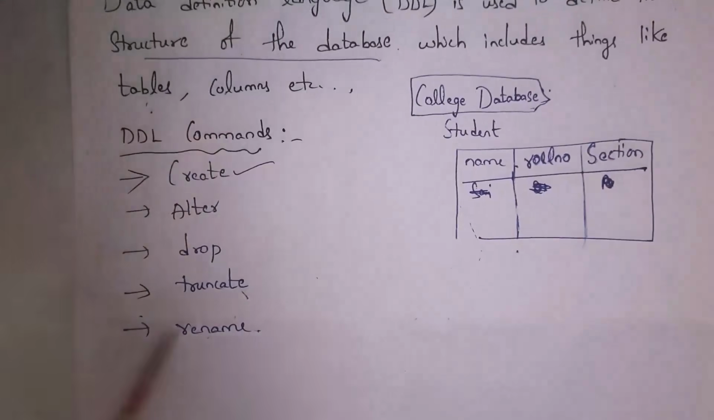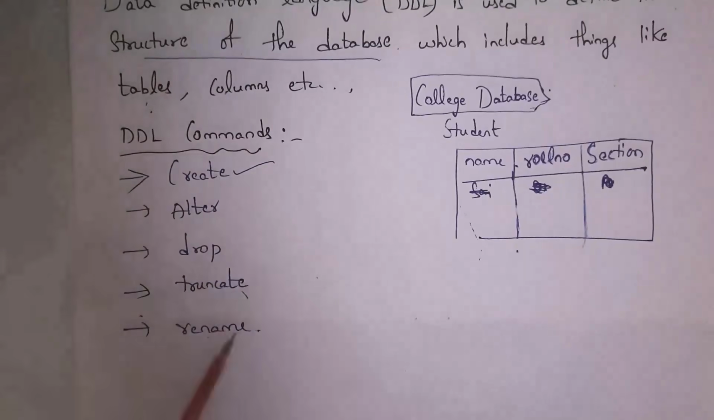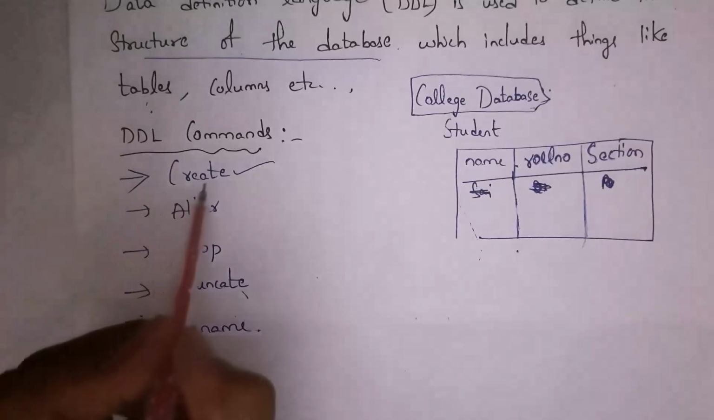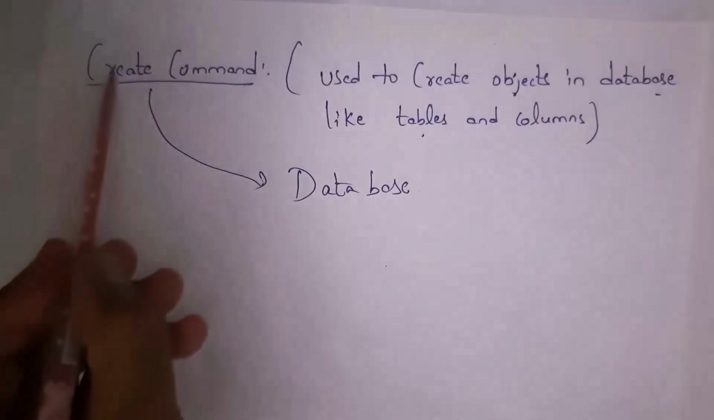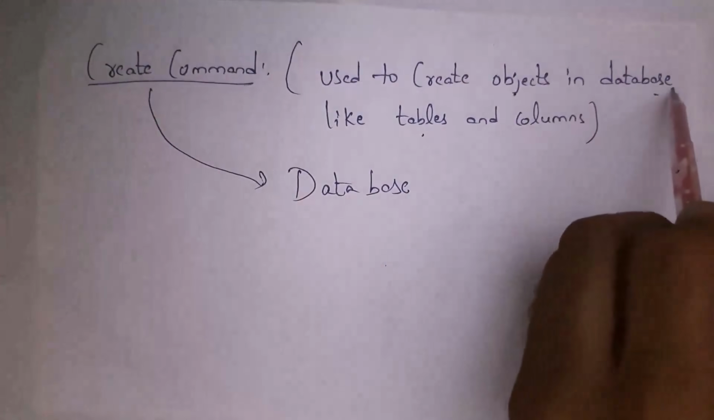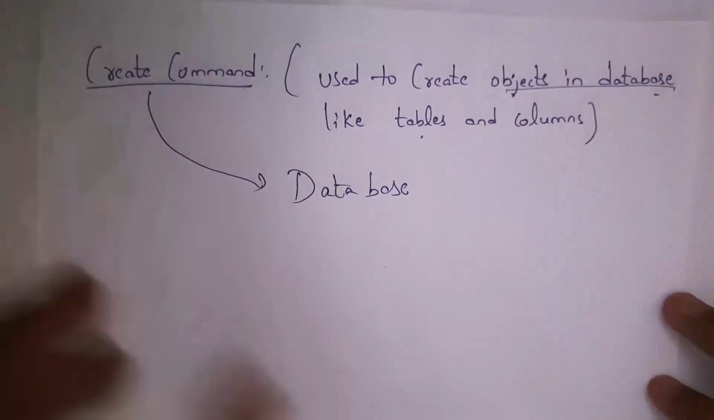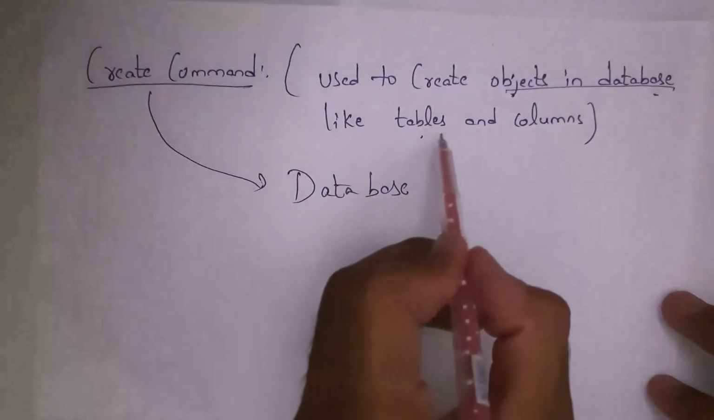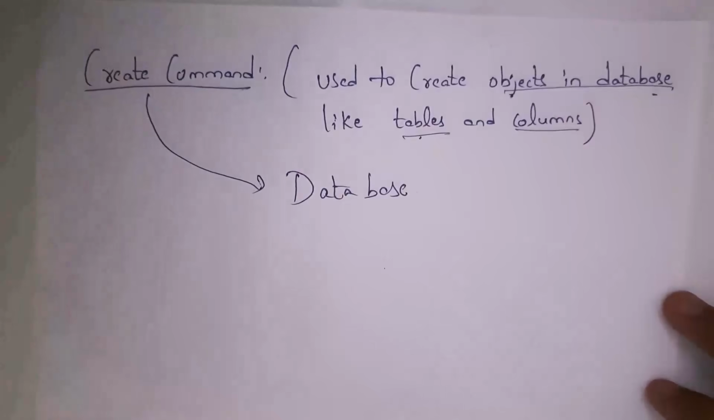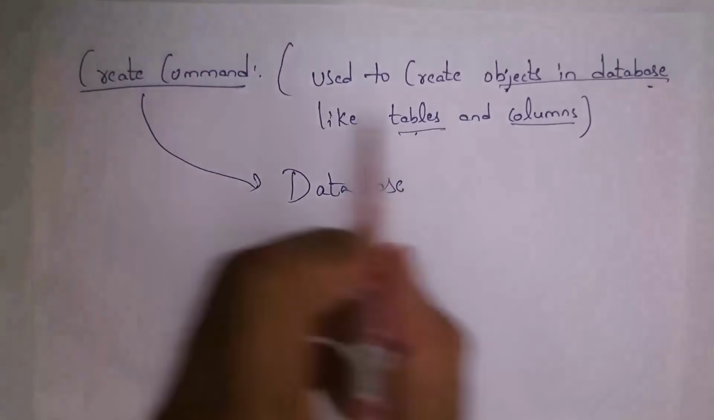These are various commands in data definition language. I will explain all these commands by giving examples. At first I will explain the use of the create command. By using the create command, we can create objects in a database. Objects are nothing but tables and columns. Not only tables and columns, by using this create command we can also create a database.